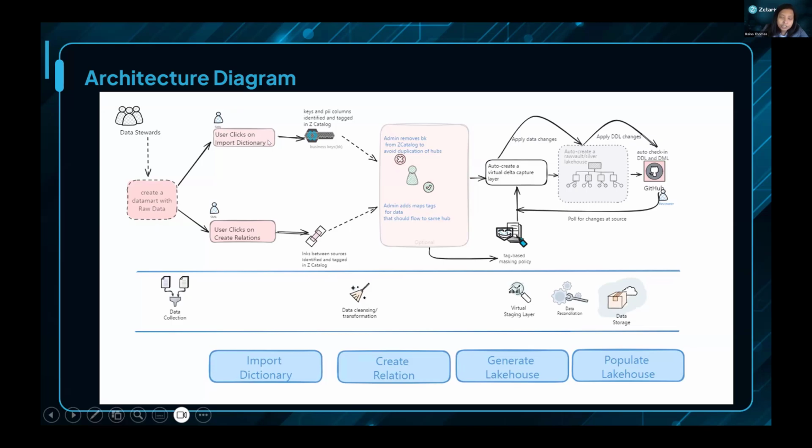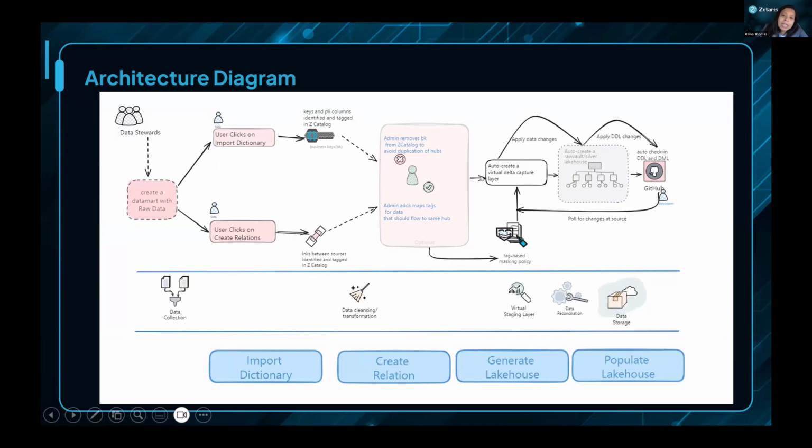Then the user clicks on import dictionary. In that case, the keys and the PII columns are identified and tagged. And when the user clicks on create relations, the AI identifies the links between sources, and that's also getting tagged in the Zetaris data catalog. Now you have an optional step here, whereas an admin, you can remove the tags, you can edit the tags, and you can also map tags. So say, for example, there's a cust table and there's a ccust table. So you can create a mapping sort of a tab which says ccust maps to cust. So you can do all of that in the Zetaris data catalog optionally.